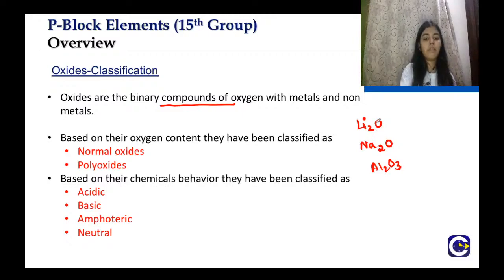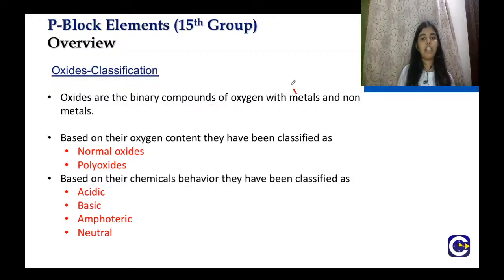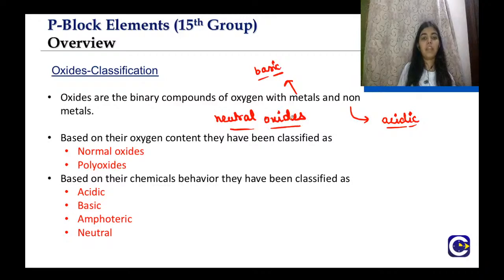So oxide can be of metals also and can be of non-metals also, and generally we see that oxides of metals are basically of basic nature, right? While oxides of non-metals, if you see, are having somewhat acidic nature. And there are also neutral oxides that we discussed in the nitrogen family, right? So the classification can be done in two ways basically: first on their chemical behavior, and second on their oxygen content.